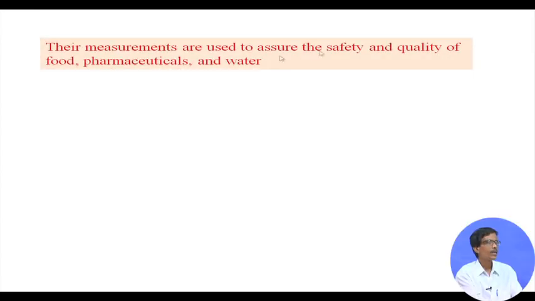Their measurements are also used to assure the safety and quality of food, pharmaceuticals and water. So, the analytical chemist also has a role to play for society, in assuring that food quality is maintained. Whenever you take drinking water, you should have some basic and fundamental awareness of what amount of potassium and sodium ions you are taking with that water, and that you are not consuming by mistake any arsenate ion from your water.